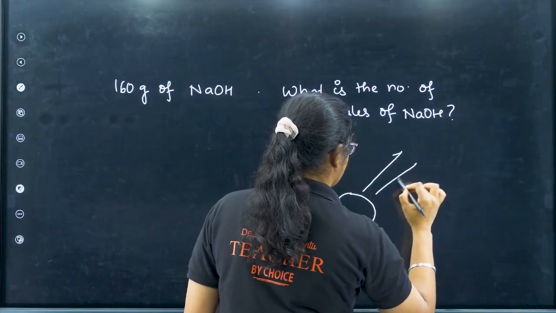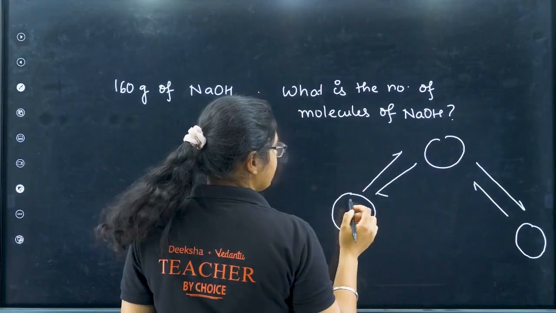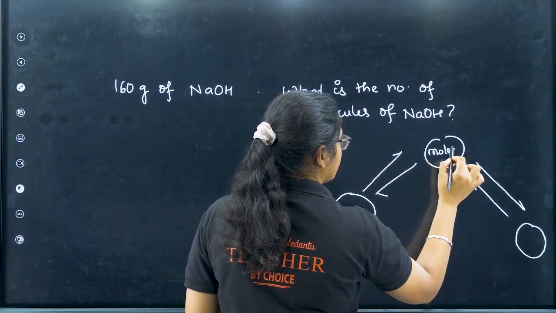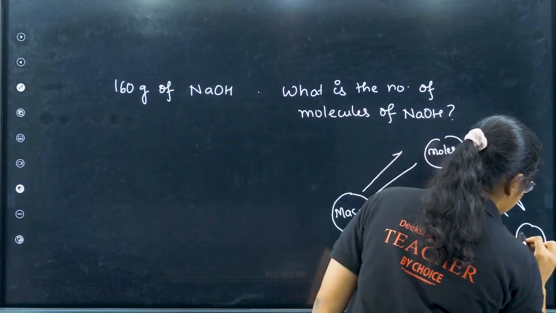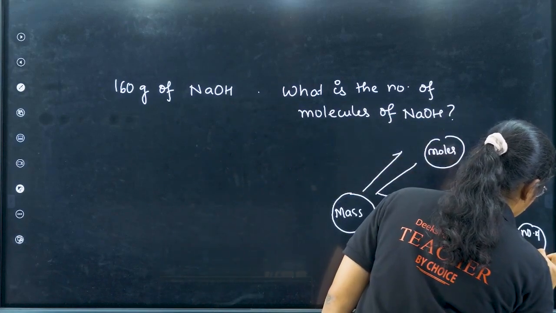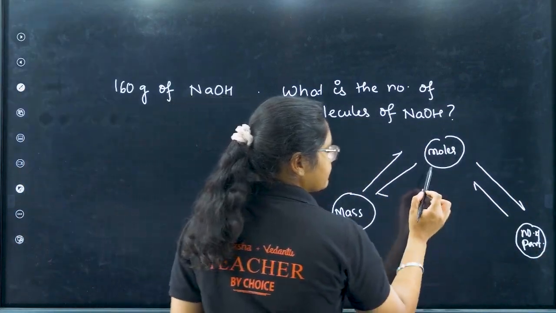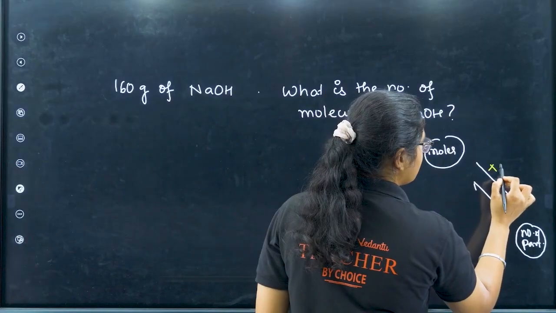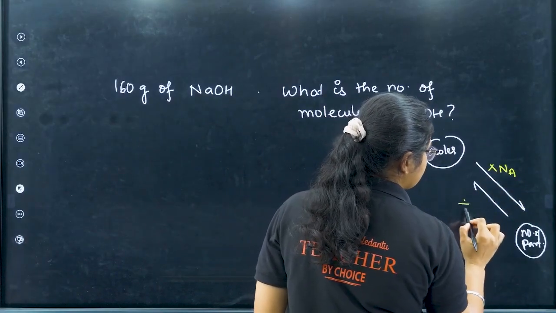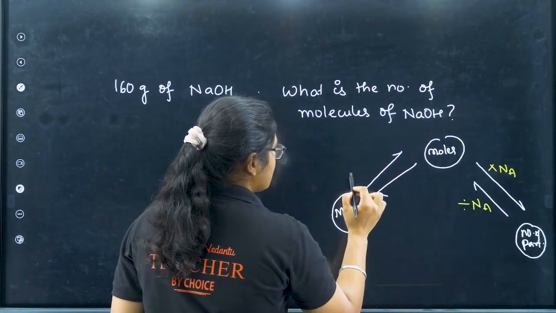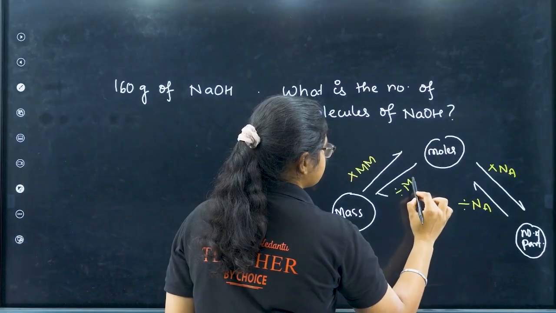So let me just draw that one. Okay, suppose here I have moles. Okay, here I have mass. Okay, and here I have number of particles. Okay, now how to convert, I have already discussed, but yes, once more we'll talk. Moles to number of particles, you have to multiply with Avogadro number. Number of particles to moles, you have to divide by Avogadro number. Moles to mass, multiply with molar mass. Mass to moles, divide by molar mass.